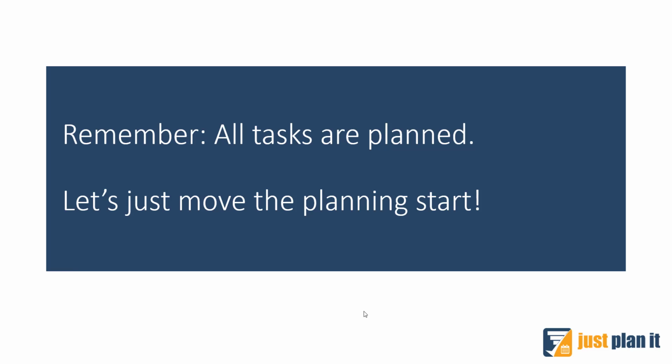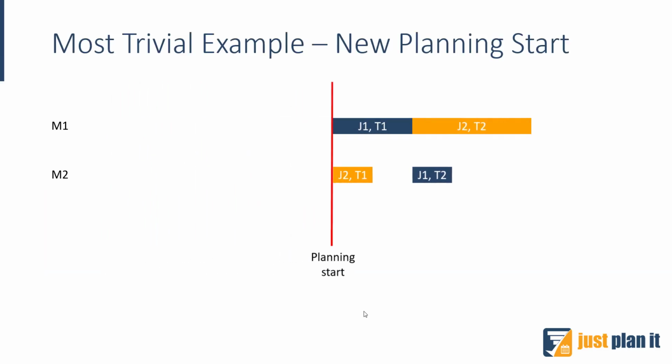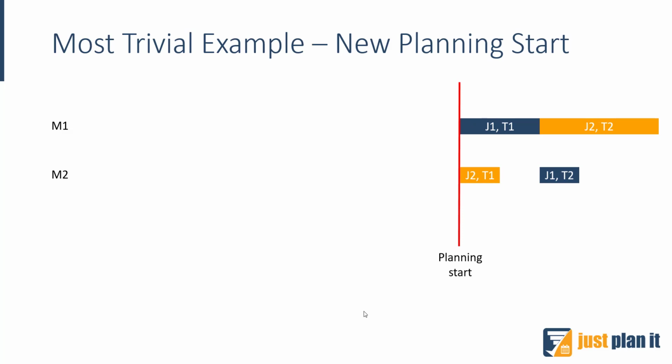But all tasks are planned, and now let's assume we would just move forward the red planning start line. What then would happen is that, of course, all tasks will be pushed forward accordingly, as the red planning start line always is the earliest possible starting date. And if you move that earliest possible starting date, then all tasks need to be moved also. So this was just a little example to get an idea of the red planning start line.